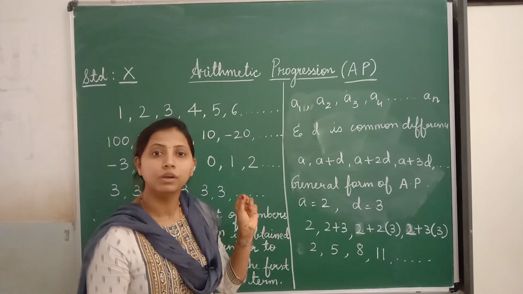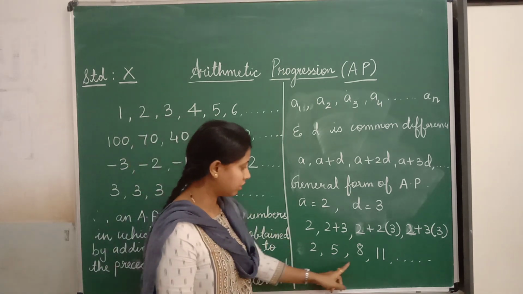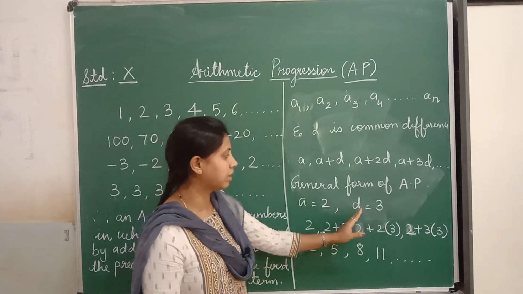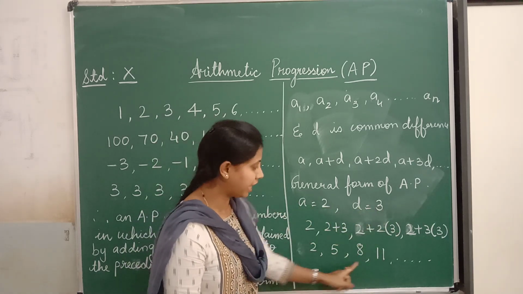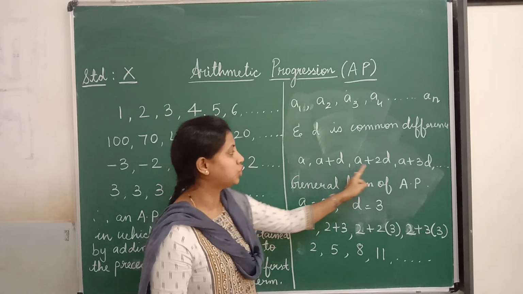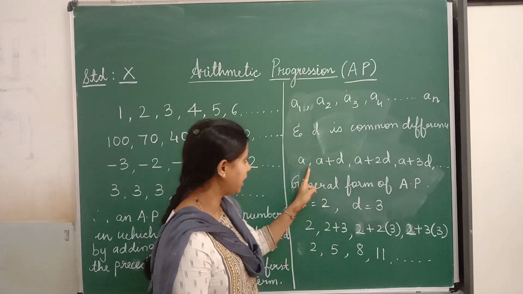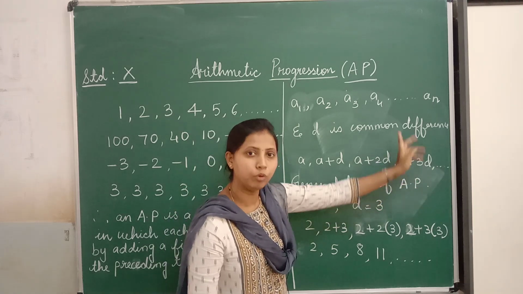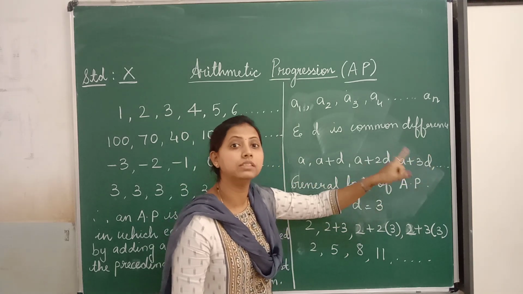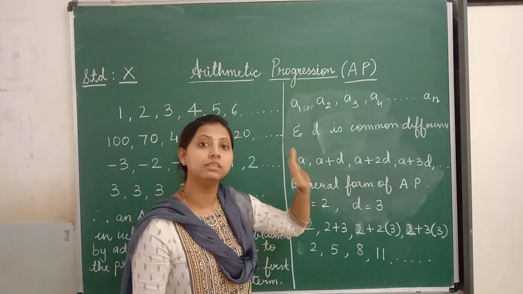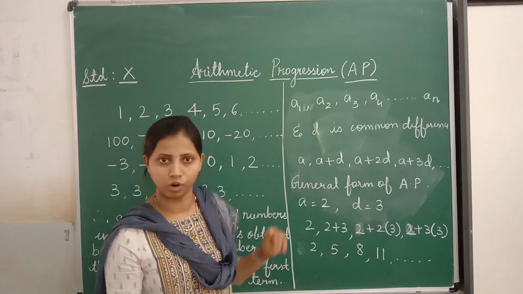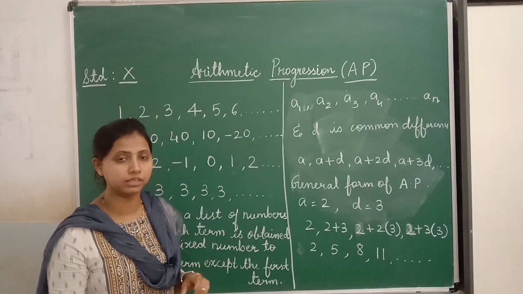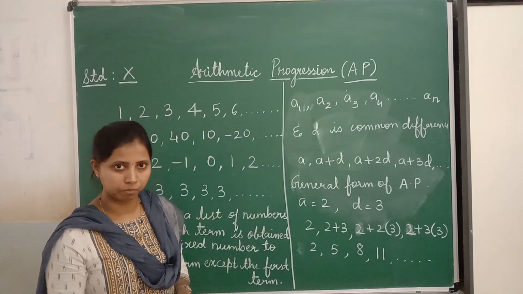It is always constant. So therefore, this is an AP. Understood, children? When the first term is given and the difference is given, how to write the AP? Using the general form of an AP. That is a plus d, a plus 2d, a plus 3d. If you want the next term, again it is a plus 4d, a plus 5d, and so on. So using this, you can write the list of numbers which are in AP.